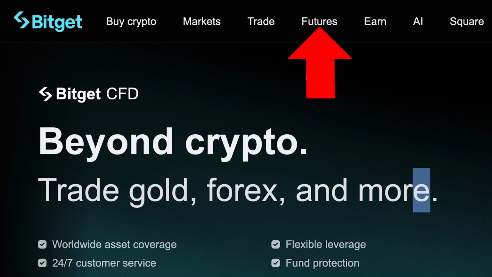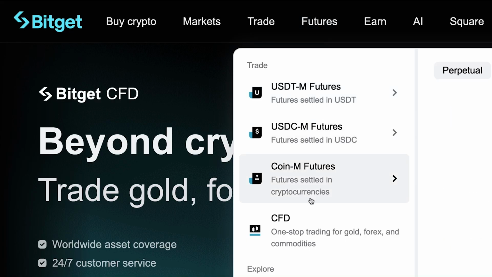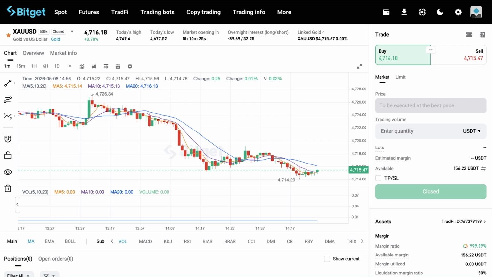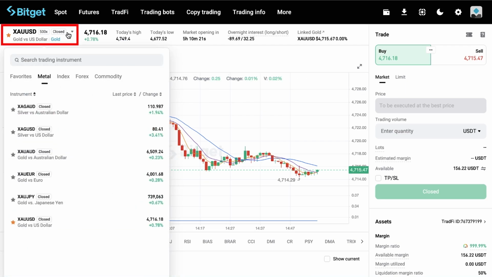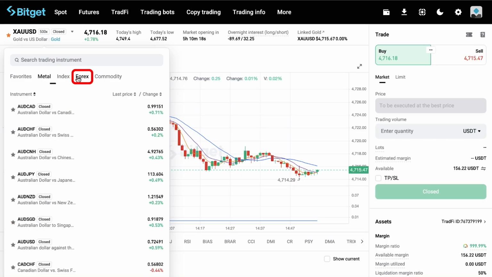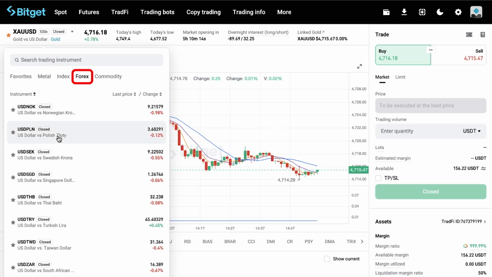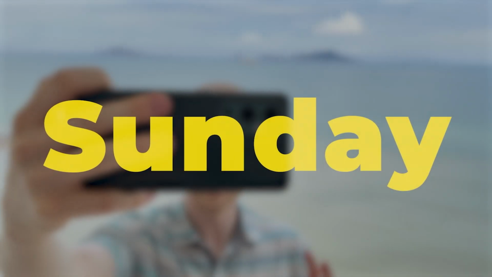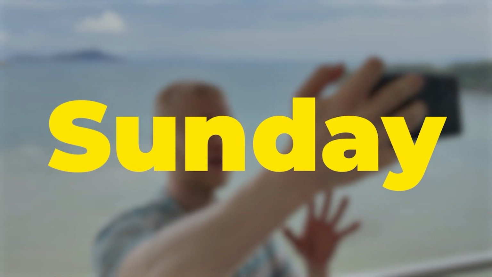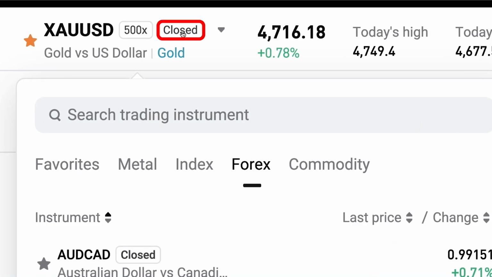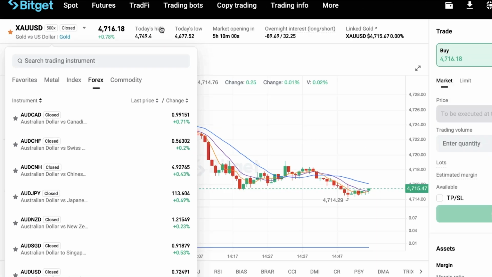You can find it on BITGET by hovering your mouse to futures, and then you click here CFD USD. It will take you right here where you are able to change your trading pairs by hovering your mouse to the left, and here you can choose Forex. You can see that there are so many different trading pairs available. At the moment of recording this video on Sunday, the market is closed as it is on most Forex trading platforms, and tomorrow on Monday it will be open again.